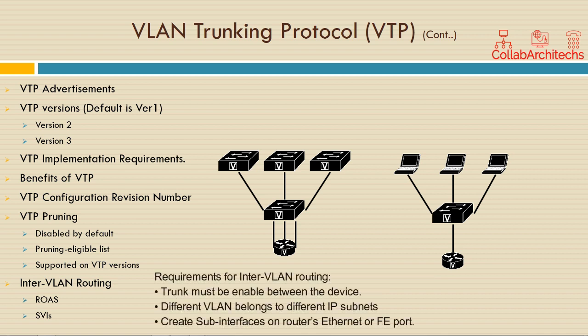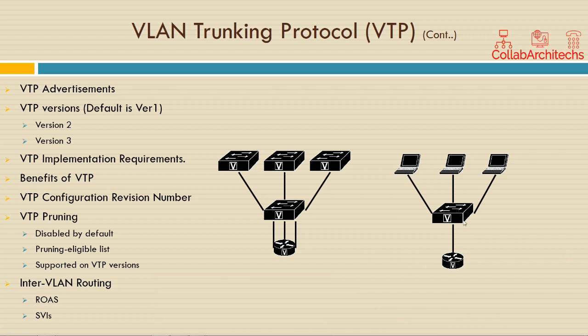Let's see the requirements for inter-VLAN routing. The first one is that trunk must be enabled between the devices. The second is that different VLANs belong to different IP subnets. The third is that it is required to create sub-interfaces on the router's Ethernet port or FE port. We need to create the sub-interfaces in the router. I will discuss more on ROS configuration in my upcoming slides.